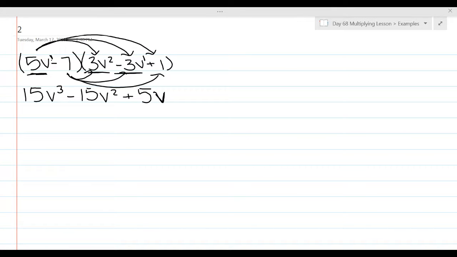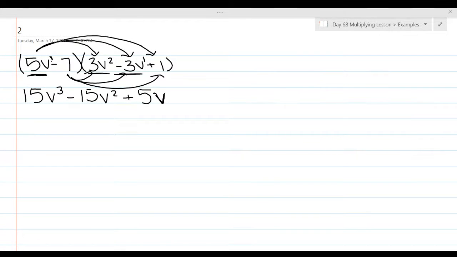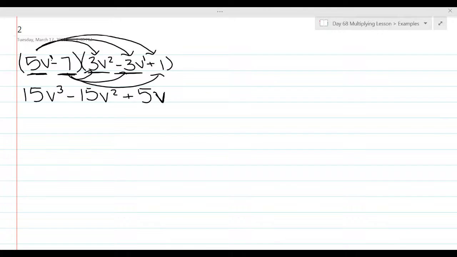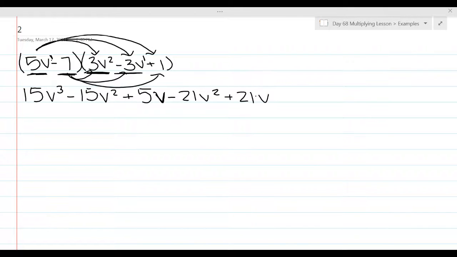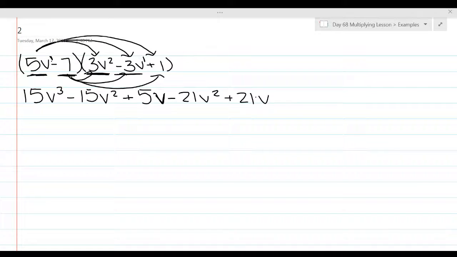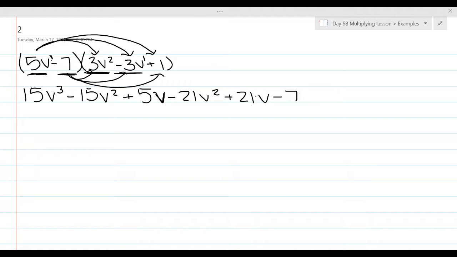Okay, next one. Now we're going to deal with our second terms. We got negative 7 times 3v squared, so we got negative 21v squared. Negative 7 times negative 3v, so it's going to be a positive 21v. Negative 7 times 1 is negative 7.